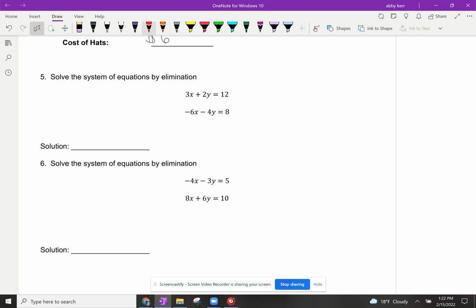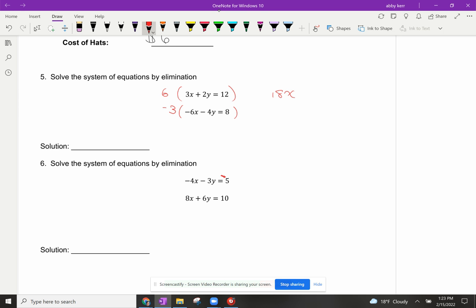Now, if you were in one of my earlier hours, you have to make this a -5 for the answer key for number 6. Just to let you know, that should be -5. All right, for number 5, change one, make the other opposite.